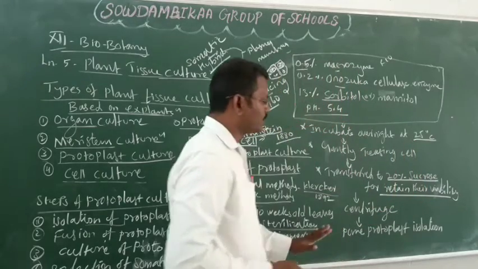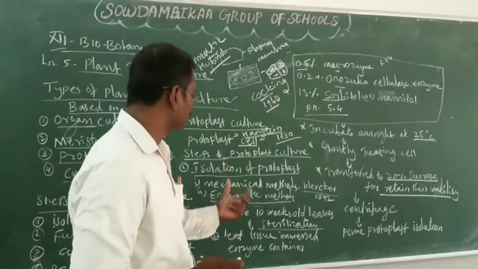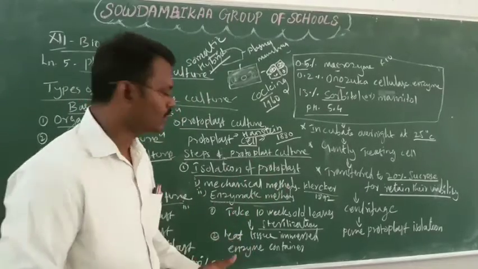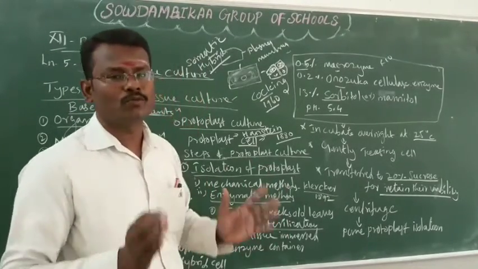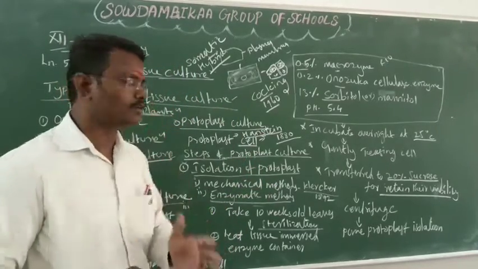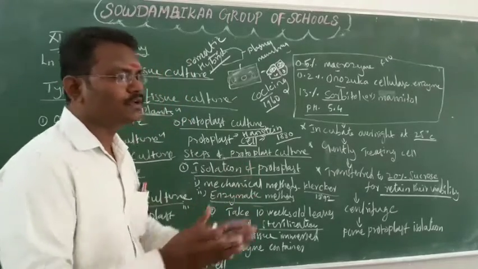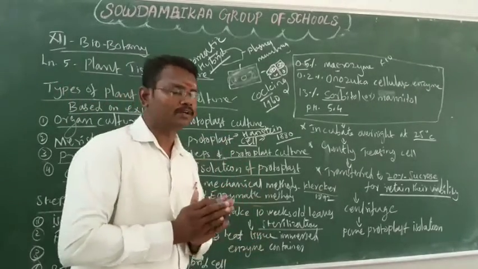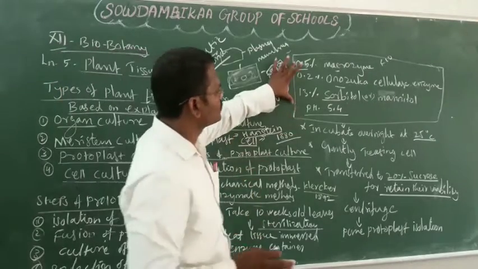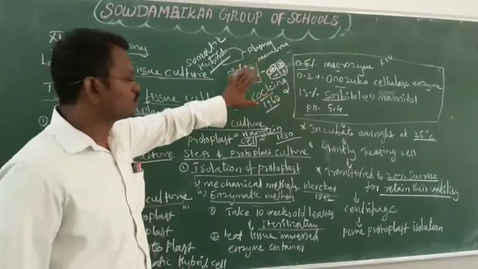Protoplast isolated. How can you isolate protoplast? There are two methods: mechanical method and enzymatic method. The mechanical method gives poor yield, but the enzymatic method gives more, using the following steps. This is very important. Sometimes a 5 mark question is asked: how can you isolate protoplast by the enzymatic method? Sometimes 1 mark questions, 2 mark questions or 3 mark questions are asked.